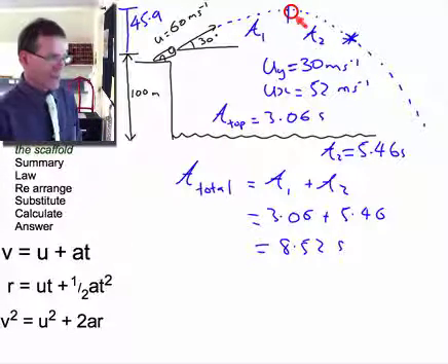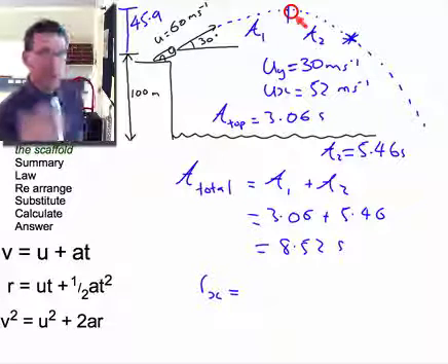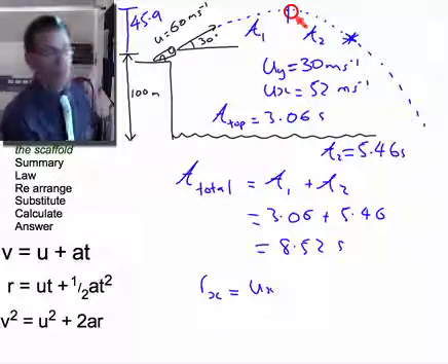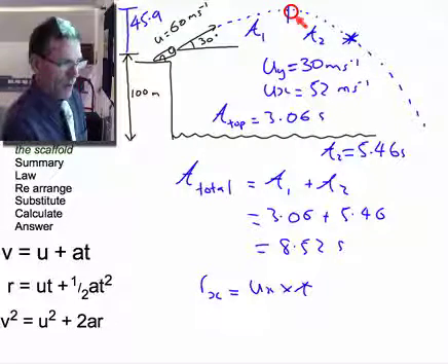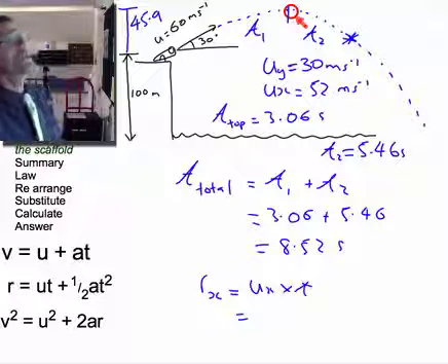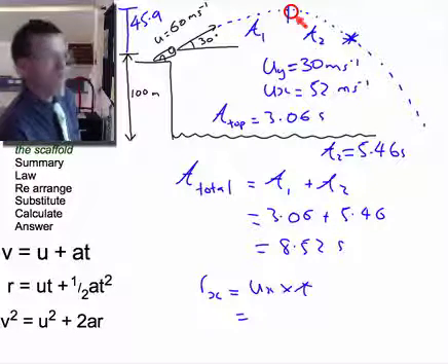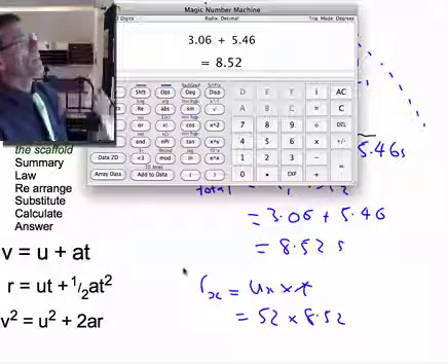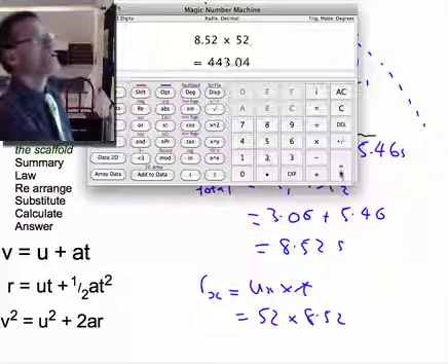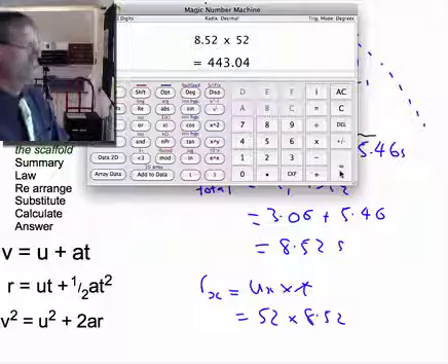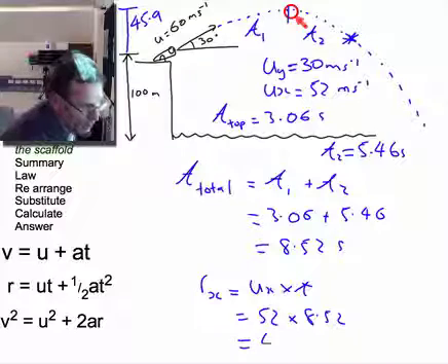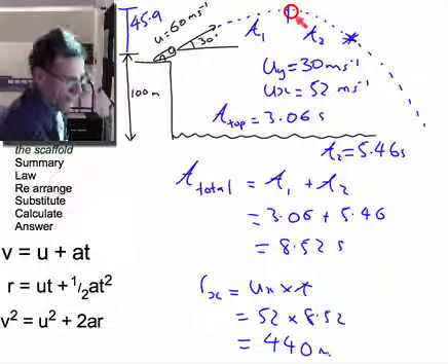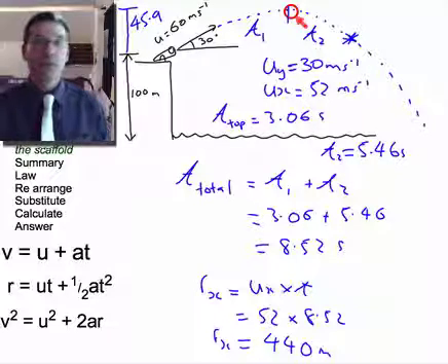We then simply need to substitute that in. Rx, the range, the distance it's going to go in the horizontal component, is simply ux or vx, it doesn't matter which one you use, times the time. Again, ux was 52, times 8.52. 8.52 times 52 is going to give us 440 meters. So it's going to go around about 440 meters. That is our x range, and there we finally got it.